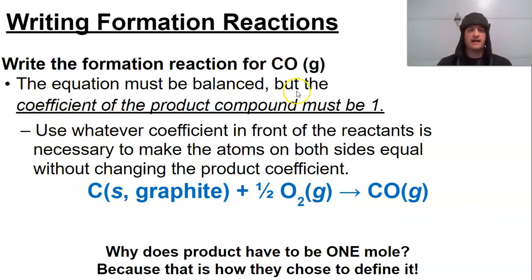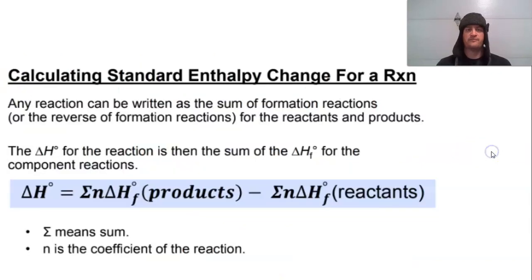The equation must be balanced, and really the coefficient of the compound product must be 1. This is where your fractions come in. The idea is that we're balancing so that the product coefficient is 1. Why 1? Because that's the way they defined it. Now, we're often not going to be making these formation reactions. We're going to be utilizing them.